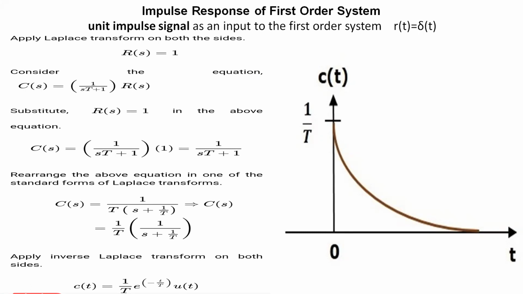Capital T is the time constant. Here, small t is the time, and capital T is the time constant. Here you will see this is varying from this. So C of t is always given as, initially it is at 1 by T, and this is the transient decaying function as t tends to infinity. That is the impulse response of the first order system.